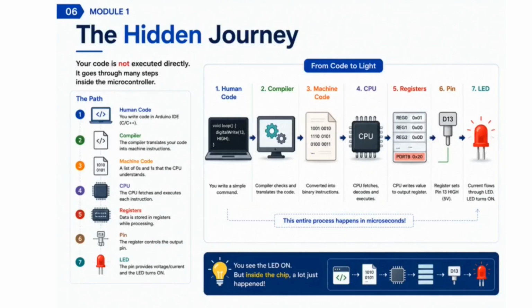During execution, the machine code is loaded into registers inside the CPU. Then, based on the contents of the registers, the CPU controls the respective pin. That will switch the LED.